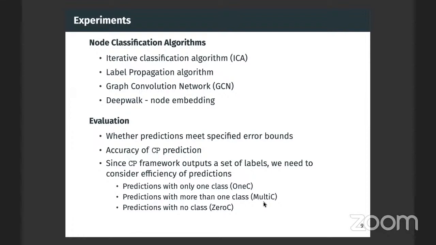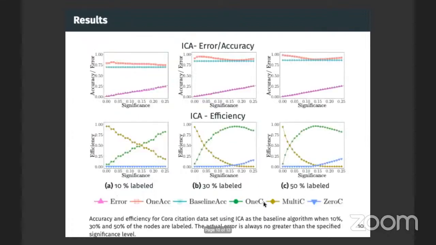I mentioned earlier that conformal prediction can have more than one label, but in order to make an efficient prediction, it matters how many one-class predictions we make compared to how many multi-class or zero-class predictions we make. So I have results here for one algorithm that we tested, the iterative classification algorithm. As you can see, this purple line here, the error is always less than the significance level that we specify. So if we say significance level 0.25, that means the error should be less than 0.25. And when we use this for our predictions, the error is always less than that.